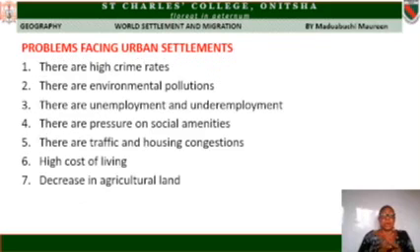Problems facing urban settlements. 1. There are high crime rates. 2. There is environmental pollution. 3. There are unemployment and underemployment. 4. There is pressure on social amenities. 5. There are traffic and housing congestion. 6. There is high cost of living. 7. There is decrease in agricultural land.